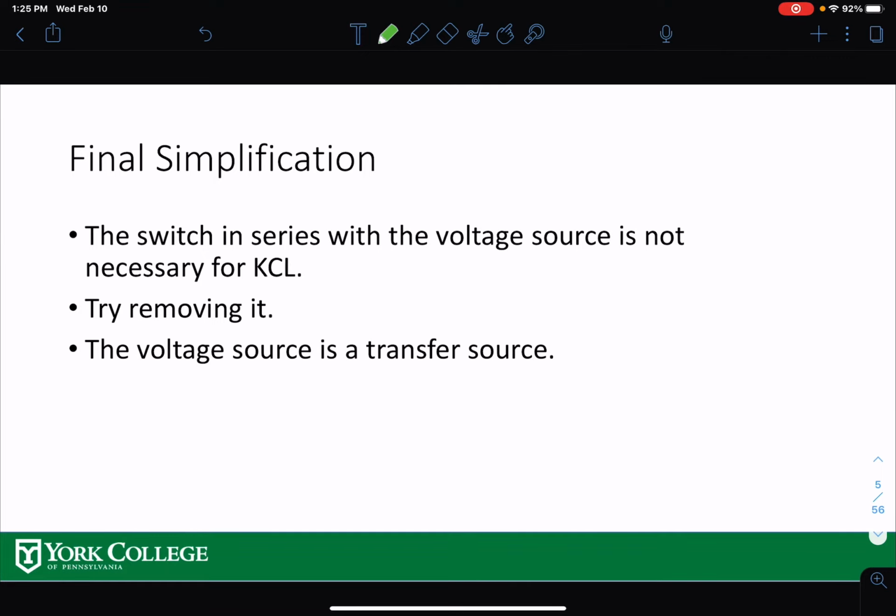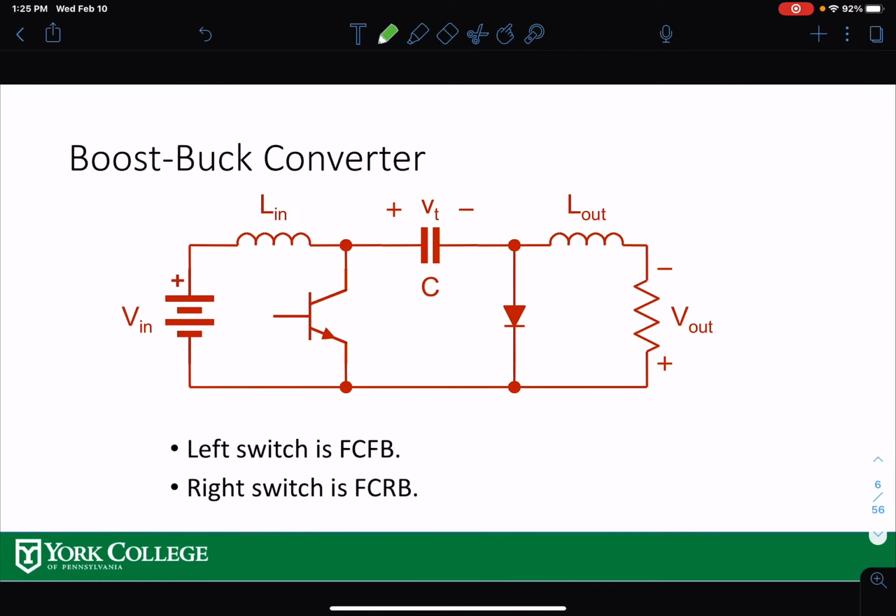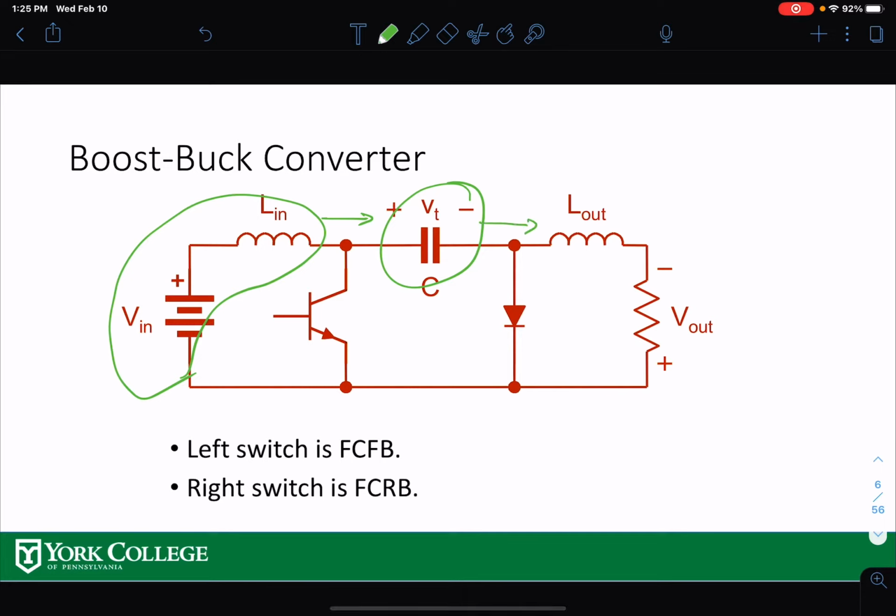So the voltage source is the energy transfer source, as I said. Now, if we remove that, that's what it is. This is the energy transfer source there, which is the capacitor. This one here is a current source, because the inductor will keep the current constant. Then it becomes the voltage, and the voltage becomes the current here. Then this inductor also keeps the current constant. So current source to voltage source to current source. That's the boost-buck converter.